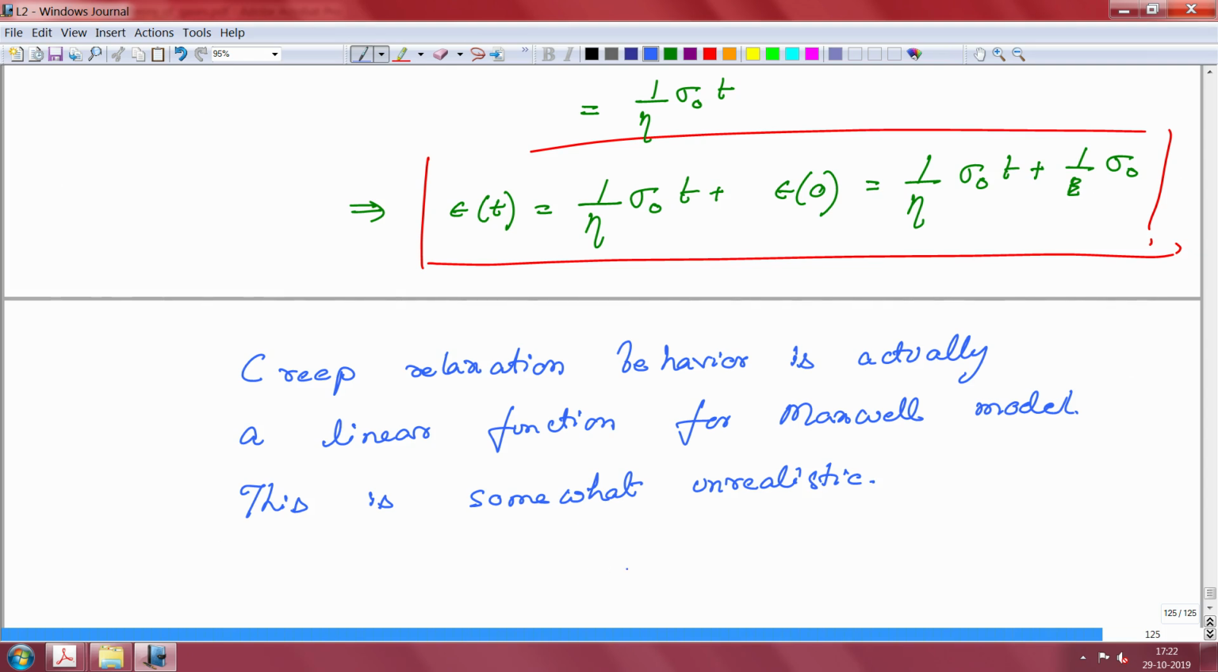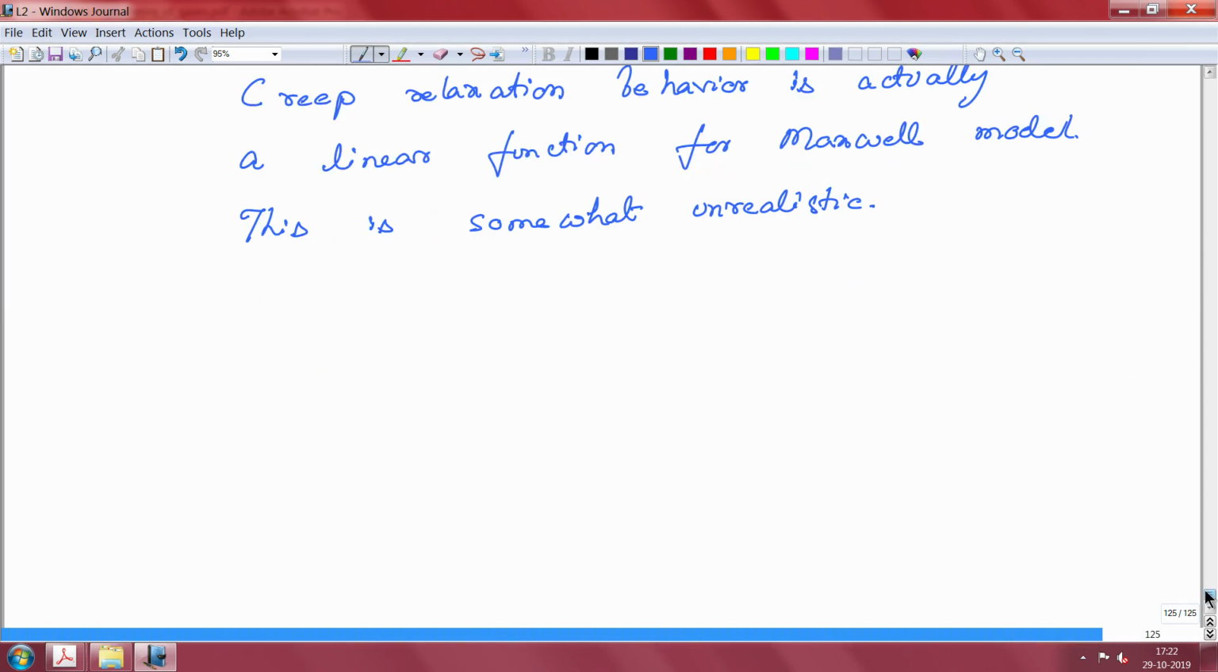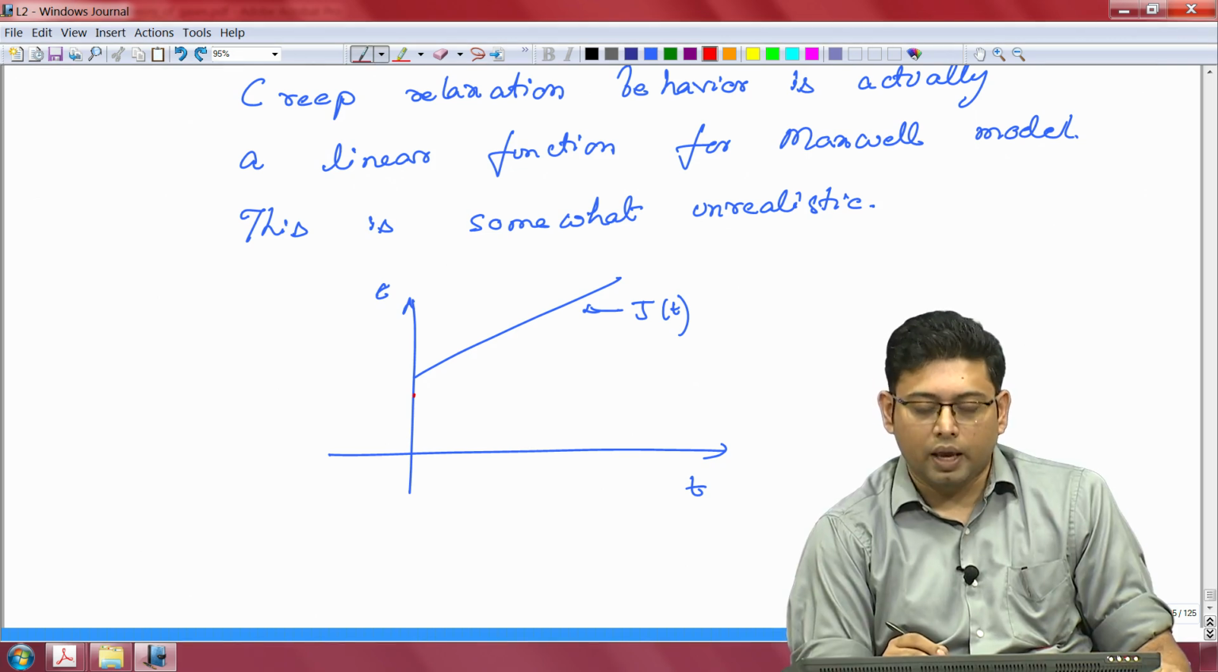Right. So, if you plot this, it comes out to a straight line. So, your creep function will look like this. This is your g of t. For a Maxwell model, the creep response behavior turns out to be a linear function, which is not very realistic. This does not compare well with the graphs that we had drawn initially. If you recall those graphs for how a creep function should look like, this does not compare well with them, but it is still okay.